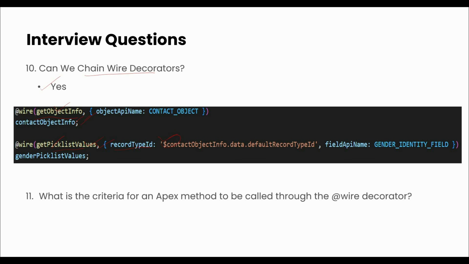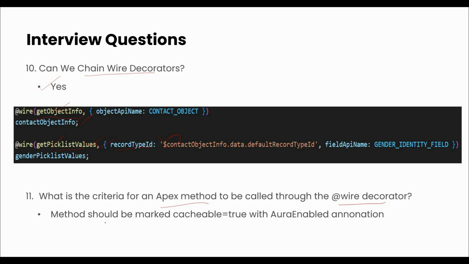Okay. Next question we have, what is the criteria for an Apex method to be called through a wire decorator? So we can say, first of all, a method should be public and static and marked cacheable equals true with the @AuraEnabled annotation. Then only can we call an Apex method through a wire decorator.